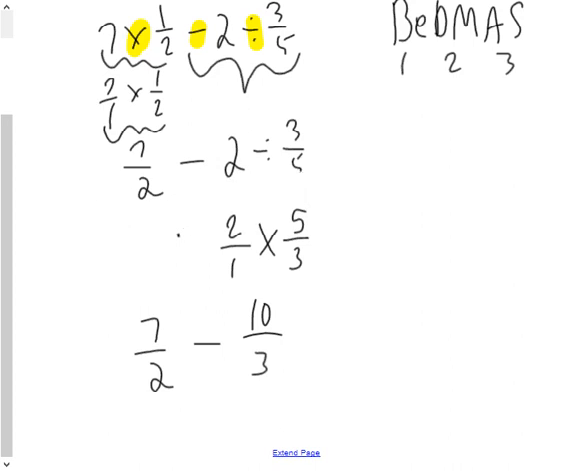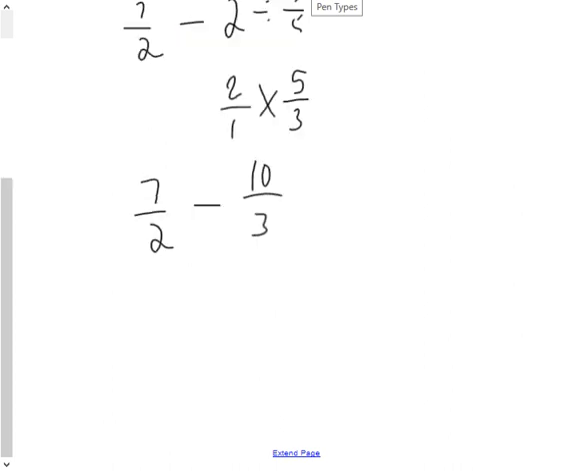I'm going to clean this up just a little bit here, just because these are maybe a little confusing for some people. Okay, so I'll just clean that up. So what we have now is this. And now we have our last operation, which is subtraction. And we know that with subtraction, we need a common denominator.